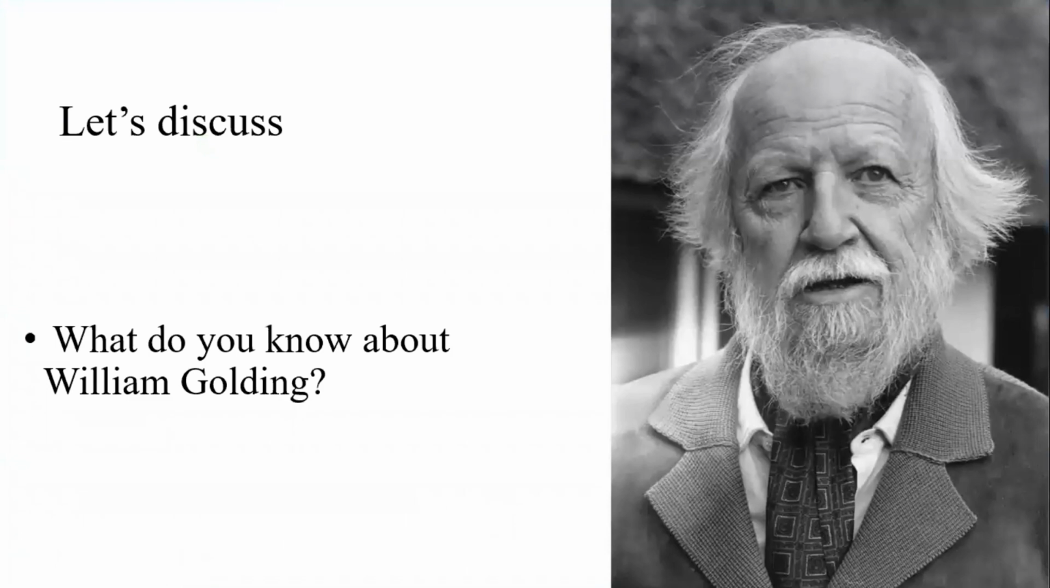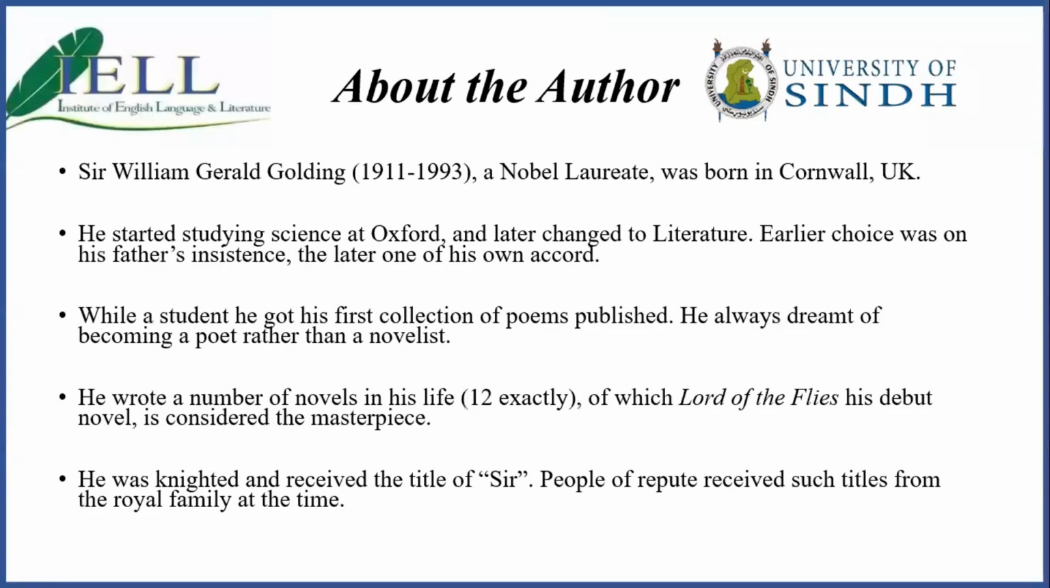All right, let's discuss what we know about William Golding. So Sir William Gerald Golding, that's his full name. He was knighted, and he received the title of Sir. He was a Nobel laureate. He was born in Cornwall, UK, and he died in 1993.